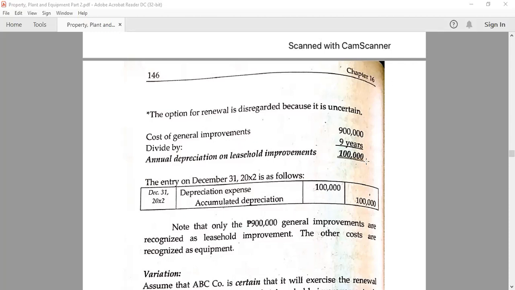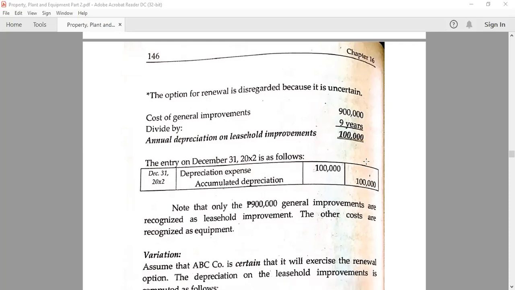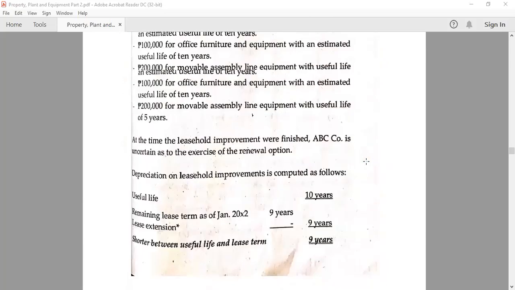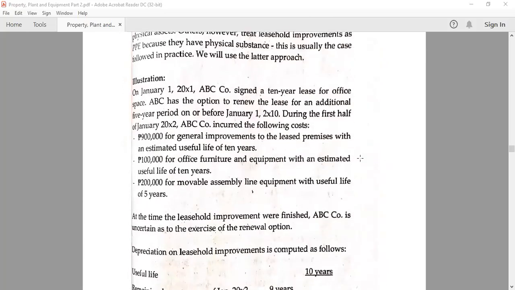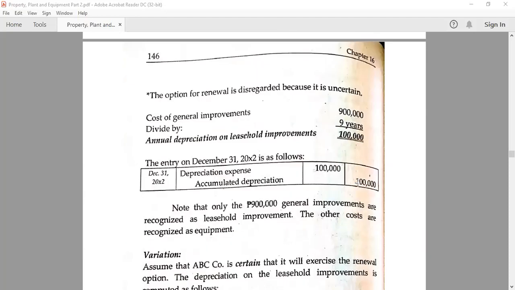The 900,000 divided by 9, so we simply use straight line method, equals the depreciation expense of 100,000 for every year. Then for the latter two, these are clearly not leasehold improvements. These are equipment. So we present them as separate part of PPE, in which we just have to follow our basic rules. So whatever would be the depreciation method, and then we just have to take note of the useful lives.